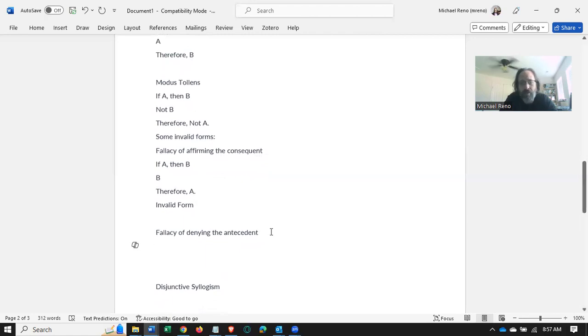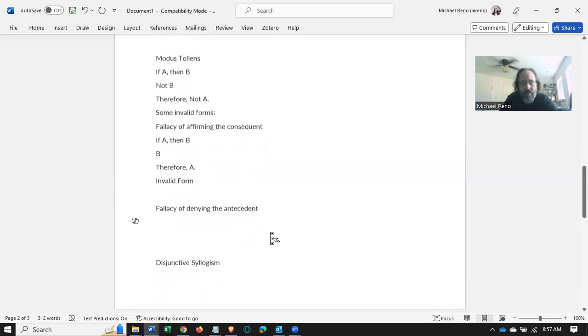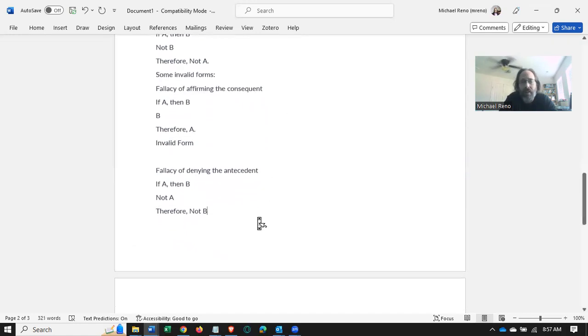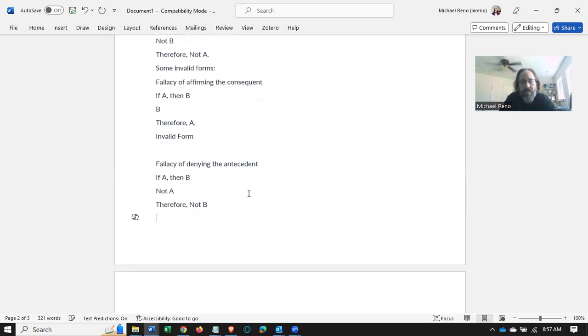Secondly, let's talk about the fallacy of denying the antecedent. Now, this looks somewhat like modus tollens because, again, it starts with a conditional, but then asserts that the antecedent is not the case and concludes that the consequent is therefore not the case. But again, this is an invalid form.